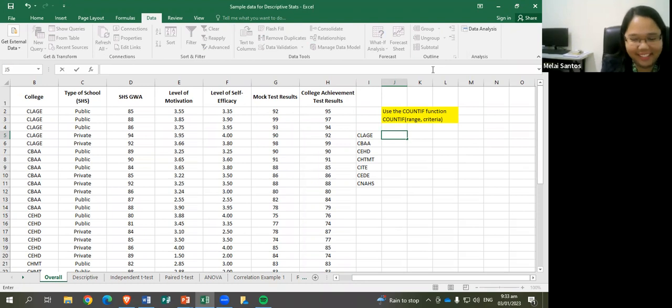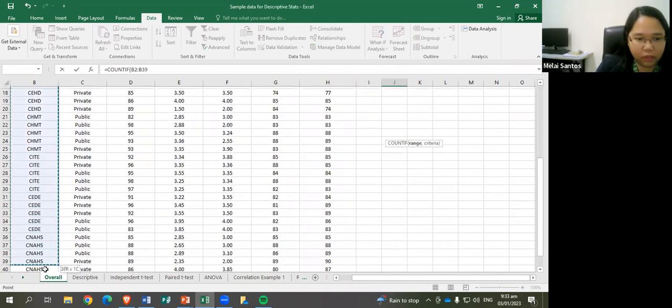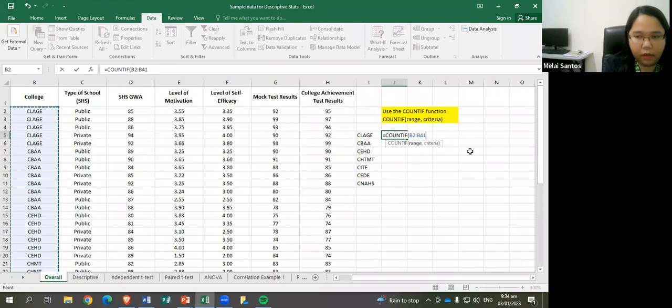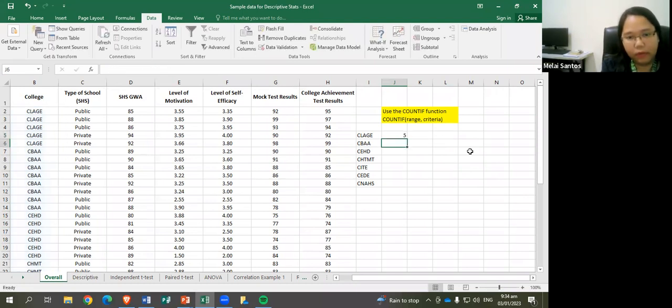So it was, let's put in count if, the range that we are going to use. Highlight the range. Please follow what I'm doing. Highlight the range. Be careful. Highlight them all. And then, comma. And then, what are we looking for? Claims. And then, same. 5.